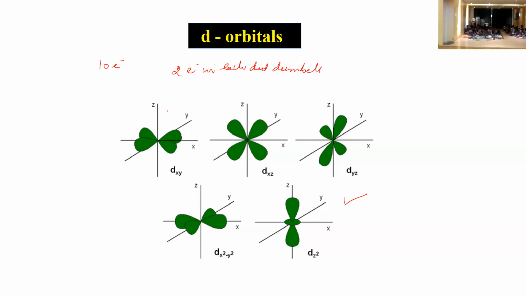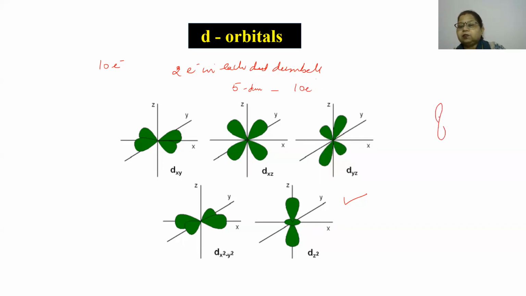Right? It has got 5 dumbbells that we must remember. We have done it earlier also. So if it has 5 dumbbells, it will have 10 electrons. If we can draw one of them, it will have 1 electron, let's say here, and 1 electron here.